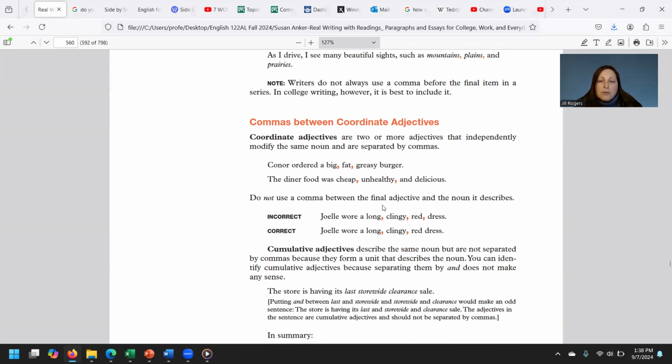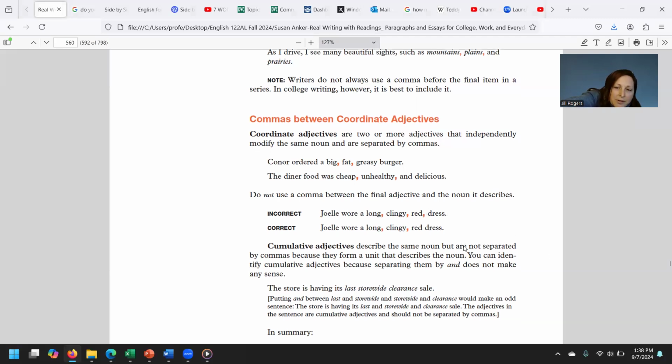Do not use a comma between the final adjective and the noun it describes. So we do not need a comma here, right? Because it's describing this. So for example, this is incorrect: Jill wore a long, clingy, red dress. That's not correct. It's: Jill wore a long, clingy red dress. All right, so those are called the coordinate adjectives. They're much more common. Just put a comma between them if they're modifying the noun in an independent way.